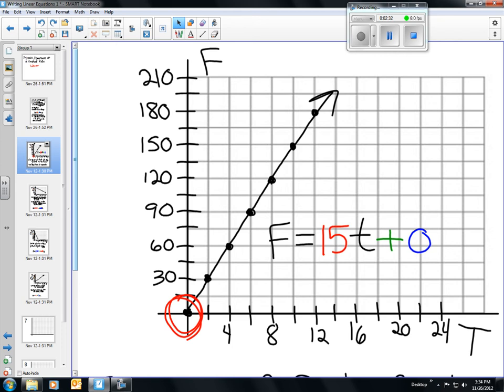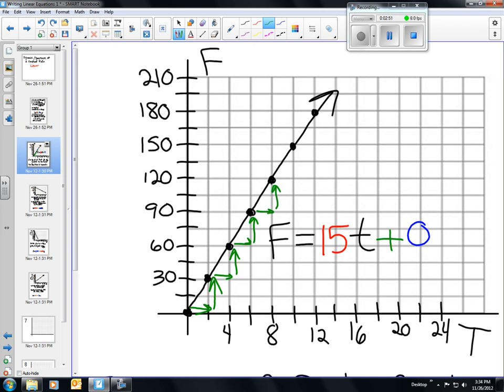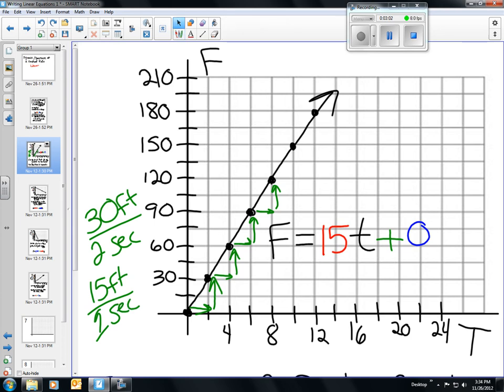And then the 15 rate of change comes from the fact that we know that every 2 seconds this rocket was increasing 30 feet. So 2 seconds, up 30 feet. 2 seconds, up 30 feet. And we can continue on like that. And we could say 30 feet every 2 seconds is the same, reduced, to 15 feet every 1 second. Okay, so that's where we get the 15 feet per second from.